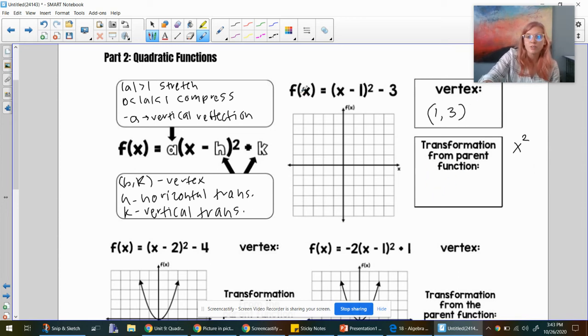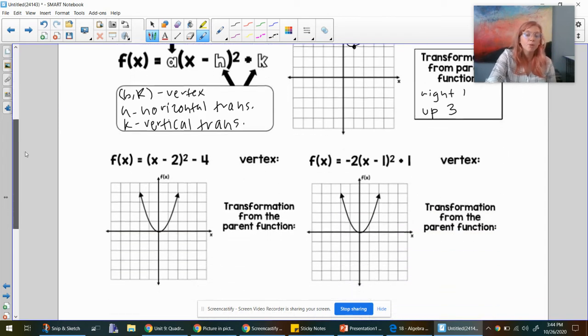So for my transformations from this parent function, the a value doesn't change, so I don't have to worry about the a's, but I'm going to move right 1 and up 3. So right 1, up 3, and then I can go ahead and graph my quadratic.